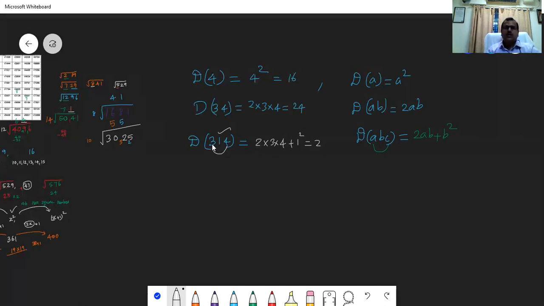Sir, 3 4s are 12, into 2 is 24. 1 square is 1. So 24 plus 1 is 25. That is your method. Using that technique only, I am going to find the irrational numbers.